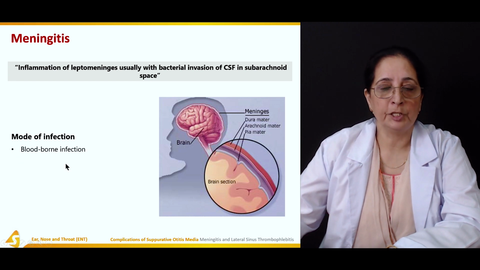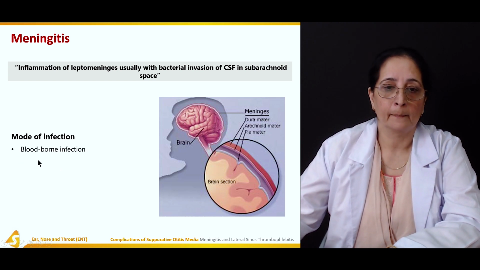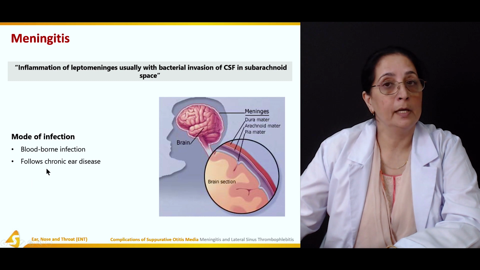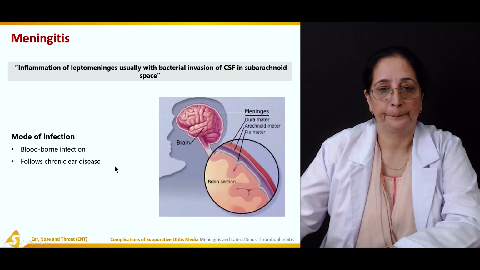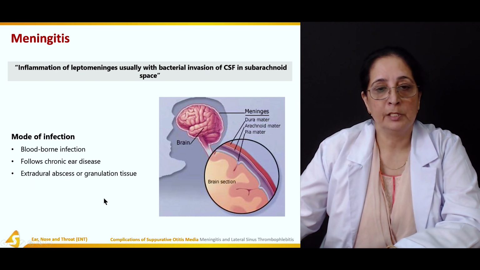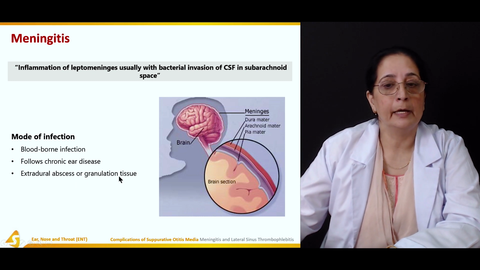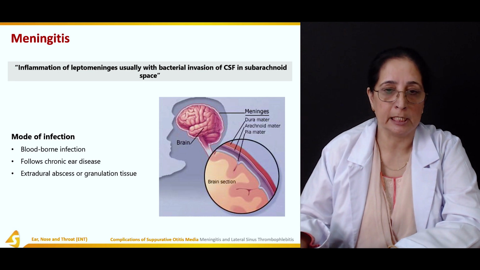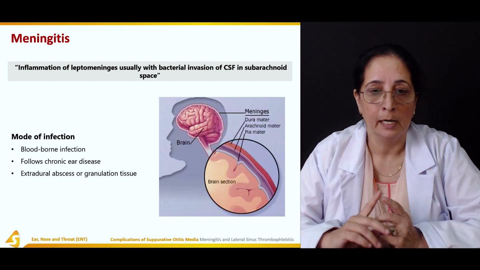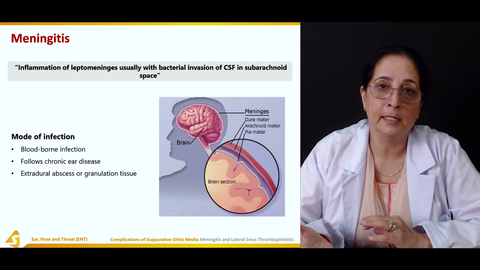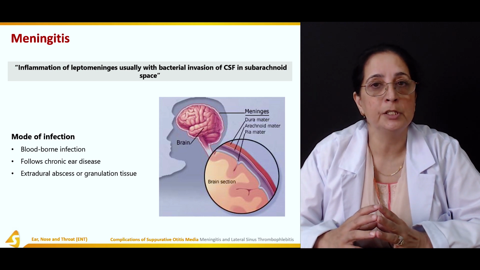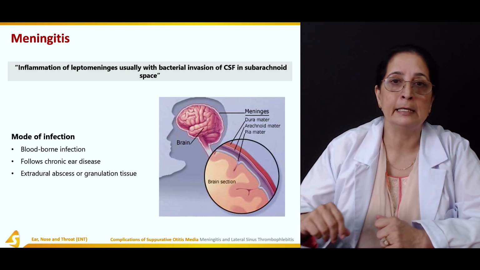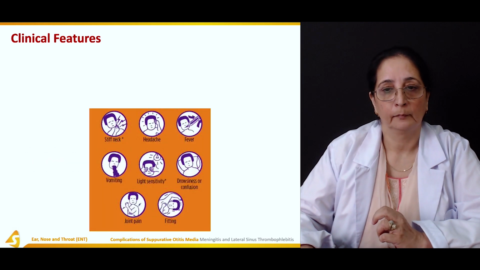The mode of infection can be bloodborne and follow chronic ear disease, extradural abscess, or granulation tissue. So all these can lead to meningitis. It can be bloodborne as a result of ear disease, or extradural abscess, or granulation tissue.